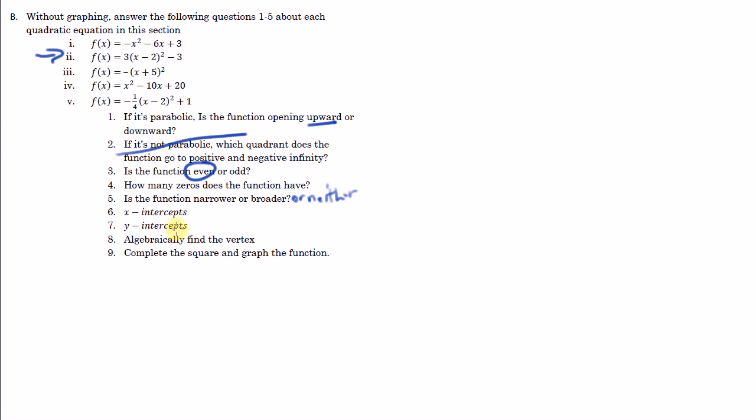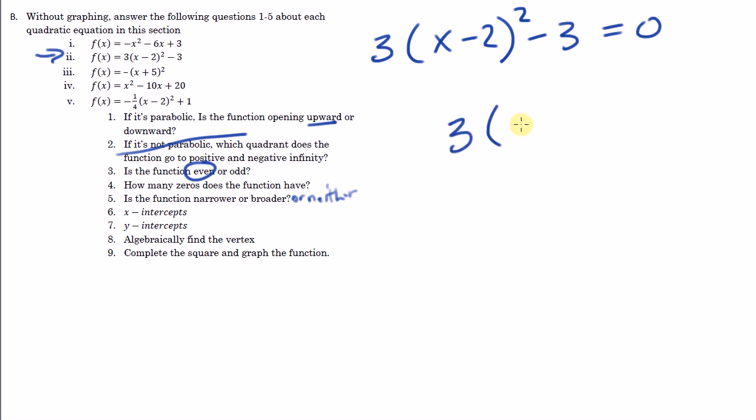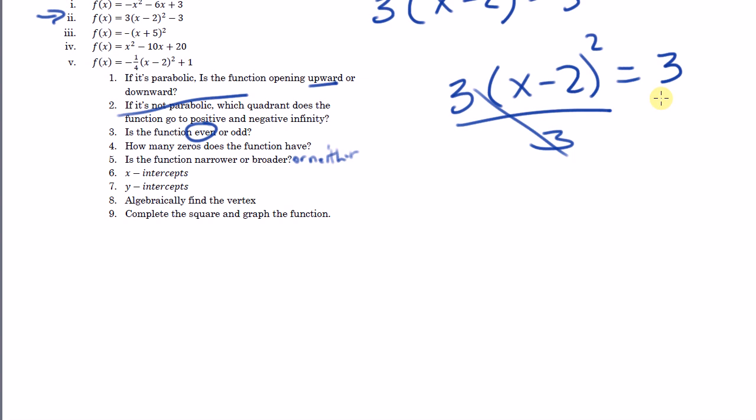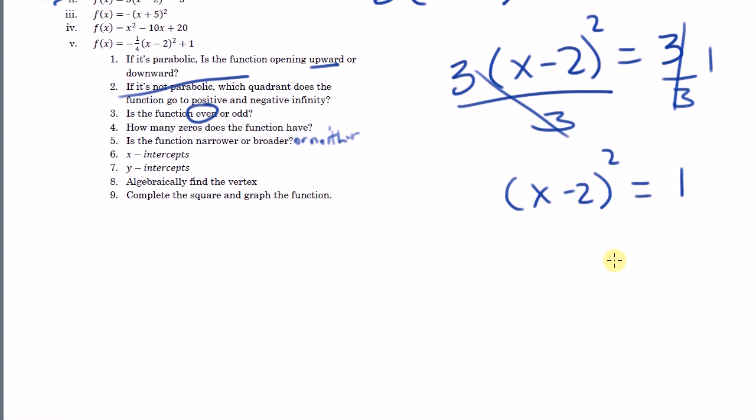Anyway, so we have an x-intercept when y is 0. So 3 times x minus 2 squared minus 3 equals 0. So we have x minus 2 squared is equal to positive 3 divided by 3. That goes to 1. So we have x minus 2 squared is equal to 1.